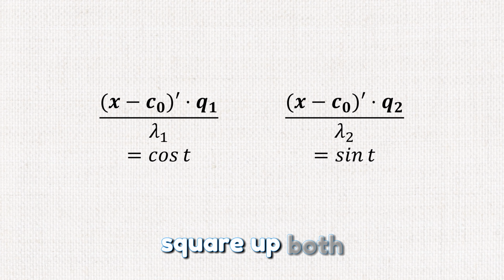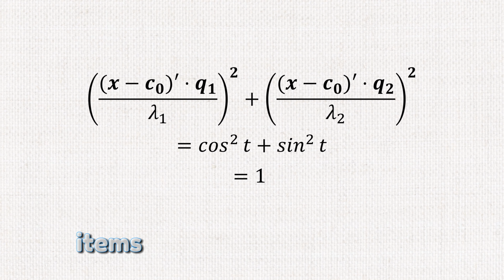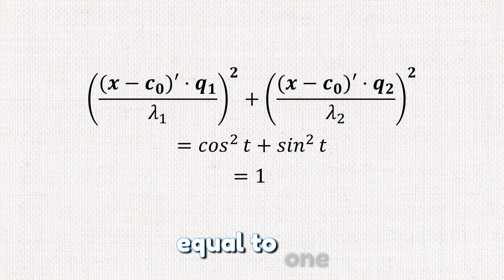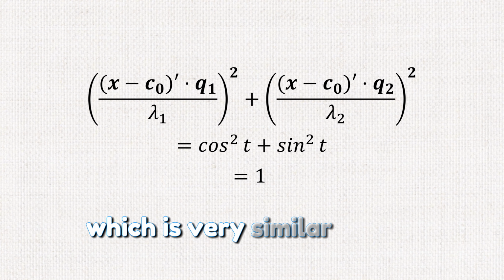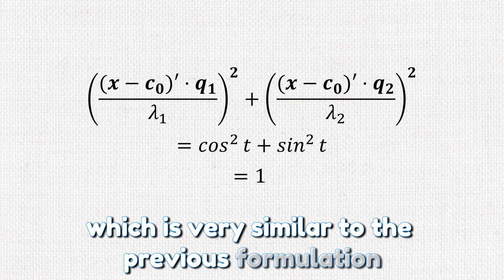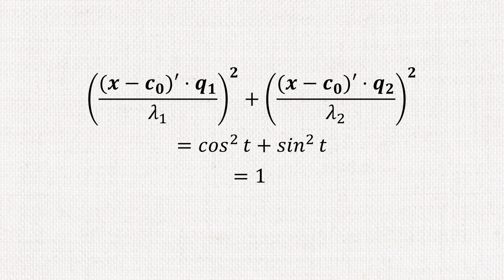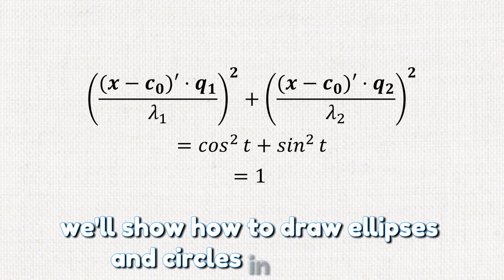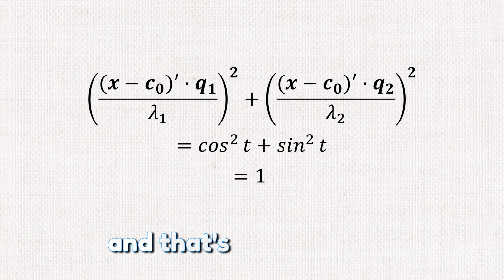Square up both items and add them together, we get cosine t squared plus sine t squared equal to 1, which is very similar to the previous formulation. In the next video, we'll show how to draw ellipses and circles in GeoGebra. And that's good for now.